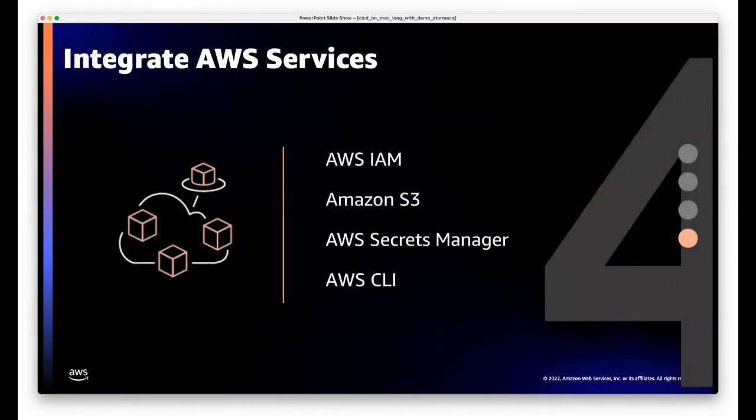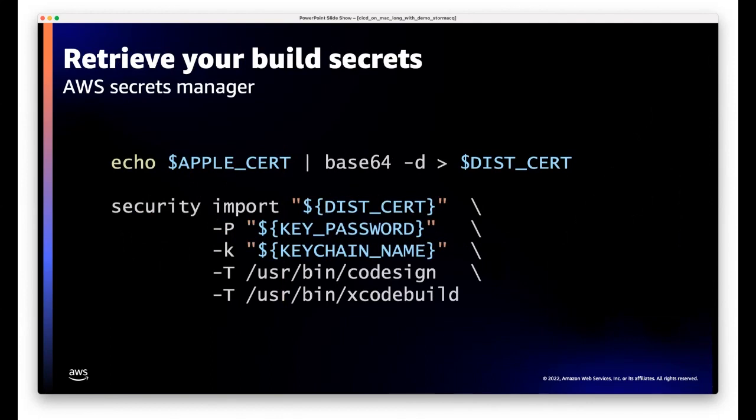And the fourth challenge was to integrate other AWS services. And because I assume you are not all fluent with AWS, I'm not going to bother you too much with that part. But maybe just one thing is this thing about your secrets. How can you retrieve your build secrets? You know, you need the Apple ID password if you want to connect to App Store Connect, or you need your certificate and your keys to import into the keychain, as I showed before.